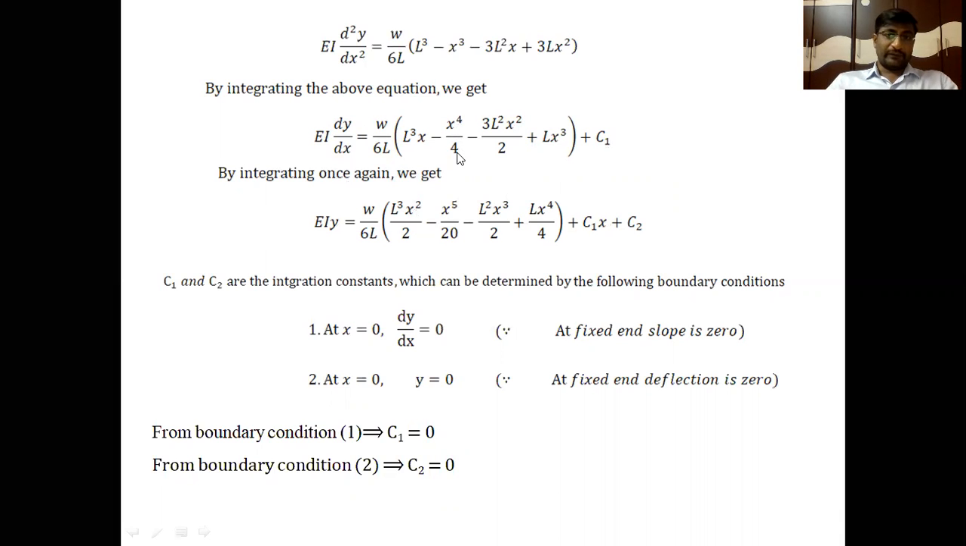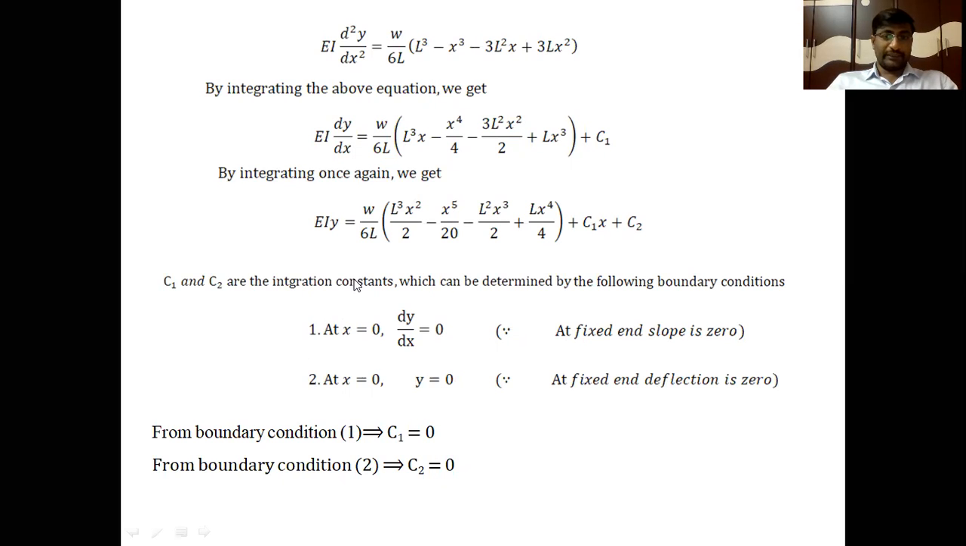So x power 5 by 5 is the integration of x power 4. 5 into 4 is 20. Minus L square x cube by 3. 3 by 2 into L square x cube by 3, 3 cancel. Therefore, we will get L square x cube by 2, plus L x cube integration L x power 4 by 4, plus C1x plus C2. So C1, C2 are the integration constants which can be determined by the following boundary conditions.